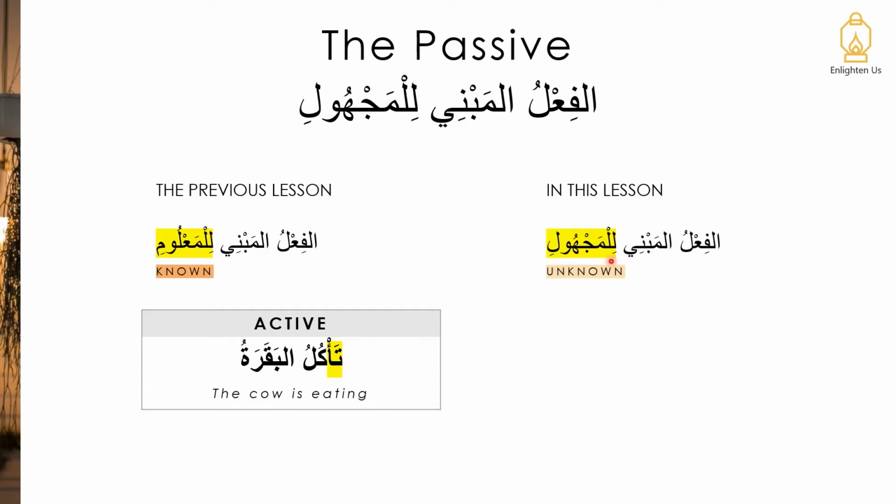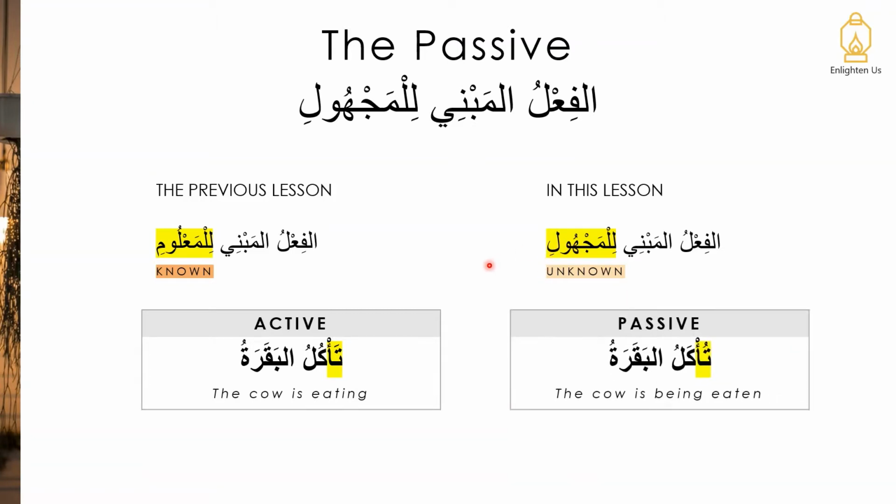الفعل المبني للمجهول, the fi'l or the verb المبني that is built on the unknown. Let's consider this sentence. تؤكل البقرة, the cow is being eaten. So we know what the action is, it's still eating, but we don't know who is taking the action. We know what is being eaten, but not who is doing the eating. Hence, because it's unknown, للمجهول, the unknown.